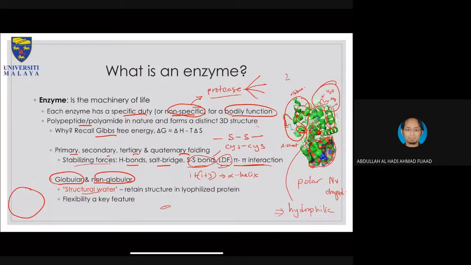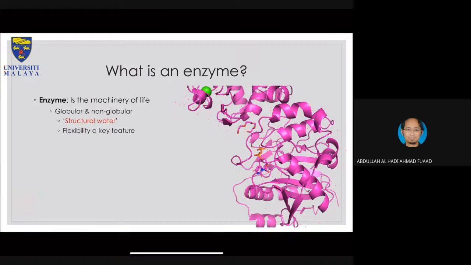Right. Okay. Flexibility is the key feature. Next week we will start looking at how enzymes and flexibility come into play. When you're talking about something globular, you might think it's very rigid, it doesn't move, but enzymes do move, and flexibility of an enzyme is one of the key features that makes it either specific or not specific towards the target. So we will just stop here.